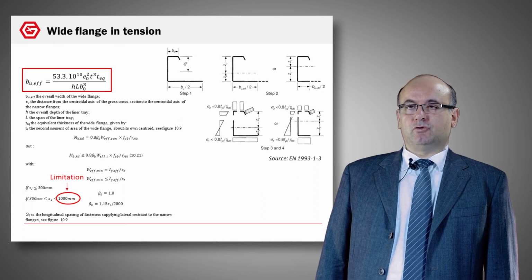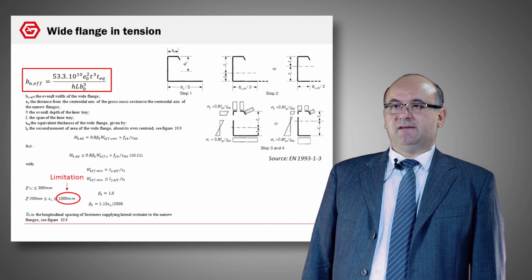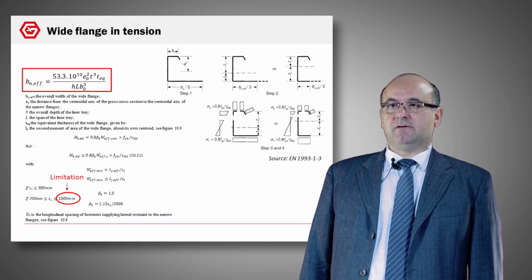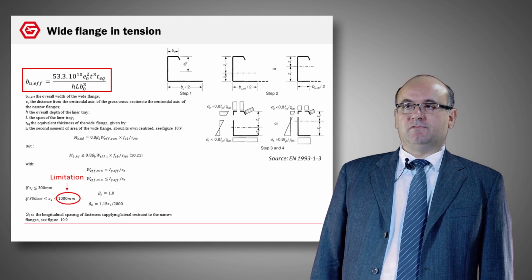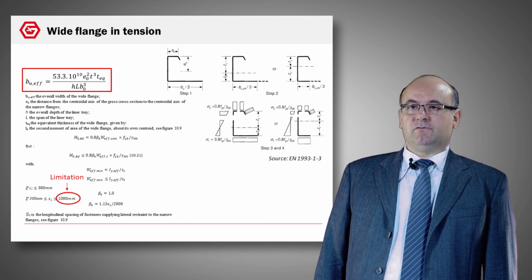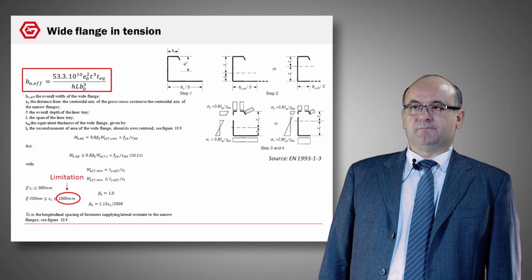That is why the Eurocode proposes a formula to define finally what is the real part of this b that must be used. And this formula must be applied to find this value. Again, don't forget this limitation of 1 meter.